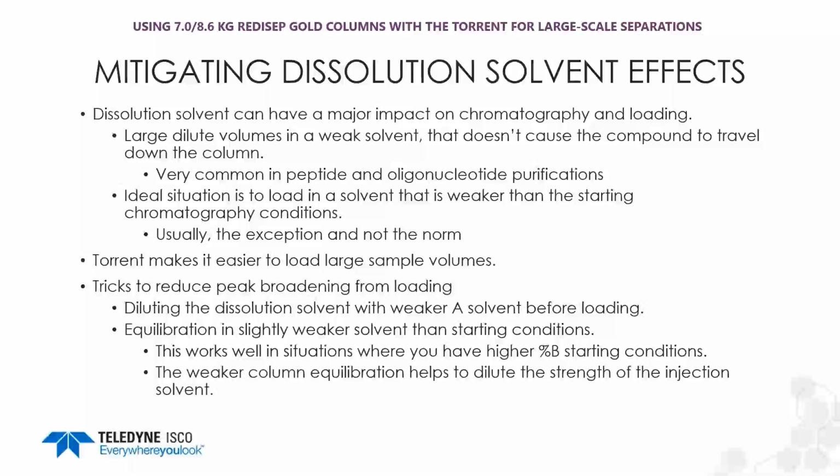Additionally, we have some customers who actually will do an equilibration in a slightly weaker solvent than the starting conditions, and this works well when you have a high %B starting condition. The weaker column equilibration helps to dilute the strength of the injection solvent. So maybe you have some solubility issues during loading, but if you have a slightly weaker solvent on the column already, it dilutes that, and it doesn't allow the compound to travel down the column significantly before the separation.